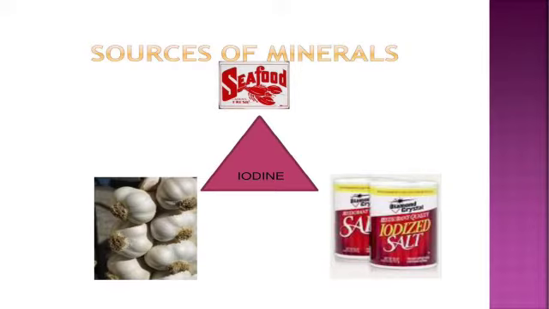So now let us learn the sources of these minerals one by one. The first one is iodine. We get iodine from seafood, garlic and iodized salt. So next time when you buy salt in the shop, just look for iodized salt. That will supply iodine to our body.